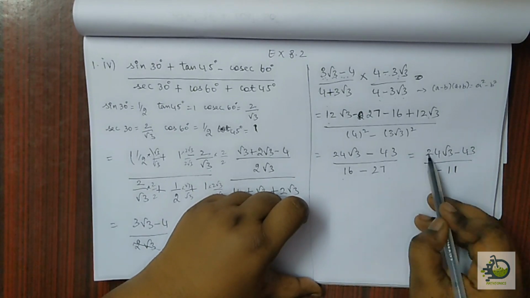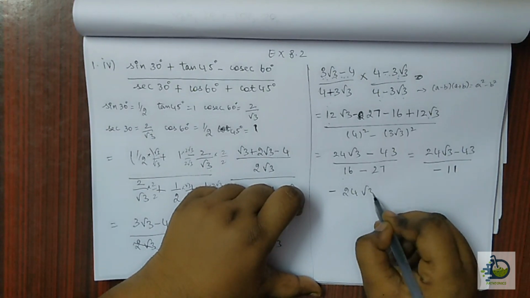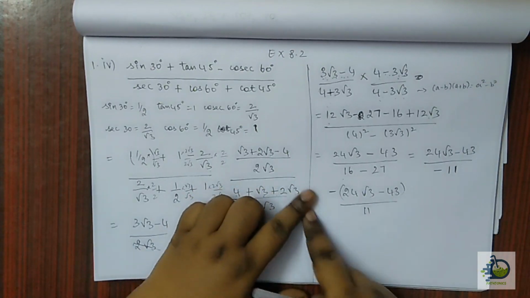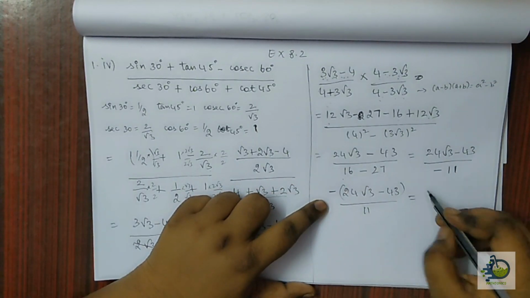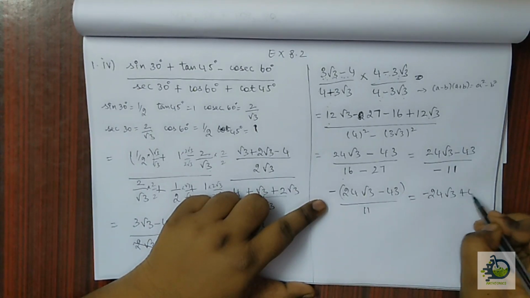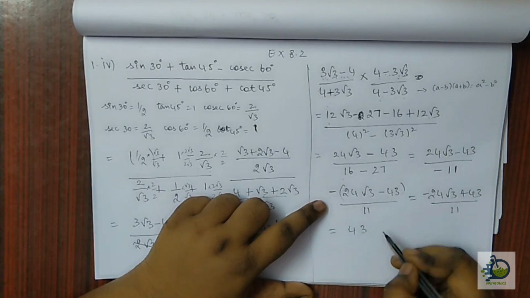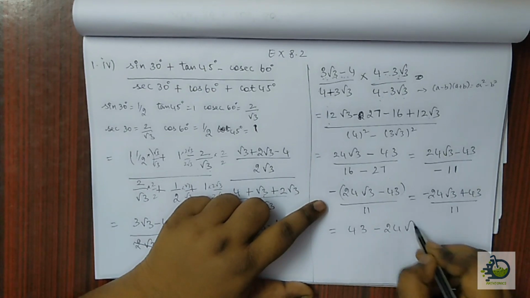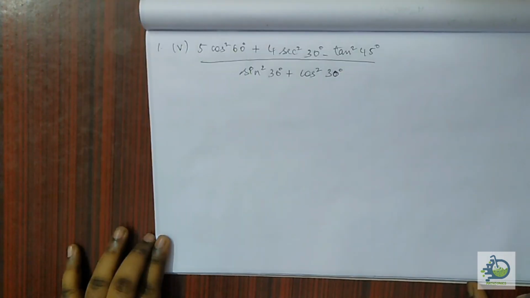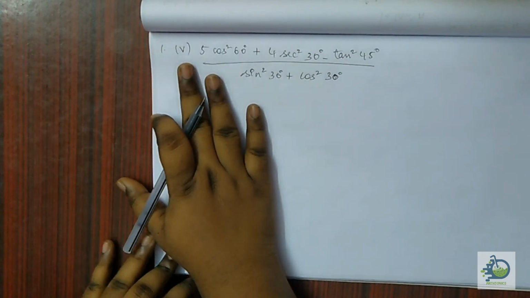When I take this minus to the numerator, it becomes minus 24 root 3 minus 43 by 11. Let me bring this minus sign inside. So it becomes minus 24 root 3 minus into minus plus 43 by 11. So we can interchange and write it as 43 minus 24 root 3 by 11. That's all.